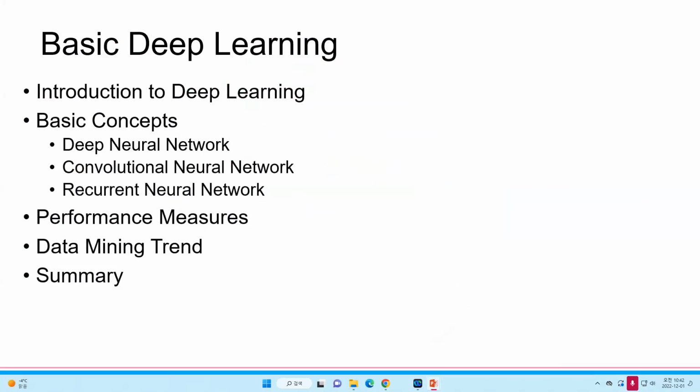This is just a very basic concept that we will learn about deep learning, and we will learn about the deep neural network. We will just look at the CNN and the RNN, convolutional neural network and recurrent neural network, and what the performance measures are for this one. And at the end of this chapter, I will give you some trend of data mining to give you some more ideas of what you can extend if you finish this class.